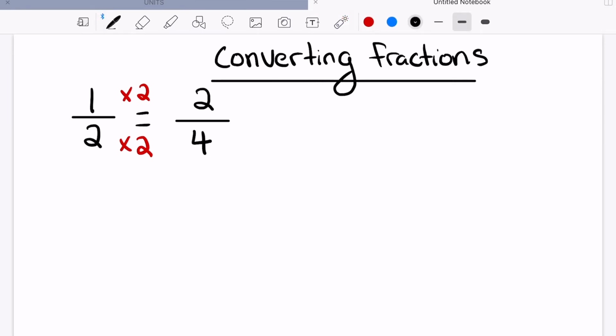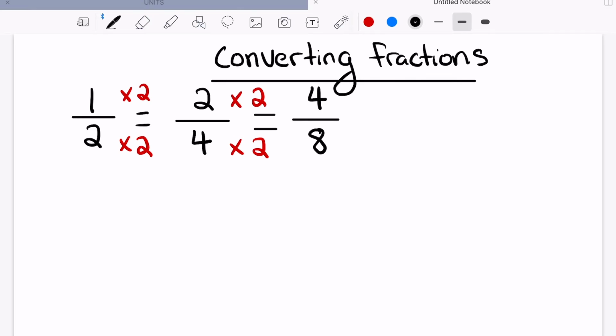Let's try that again. We can do that again to find an equivalent fraction. So with 2/4 and 1/2, we want to find another equivalent fraction. Let's times 2 again. 2 times 2 equals 4. 4 times 2 equals 8. So 4/8 is equal to 2/4 is equal to 1/2.